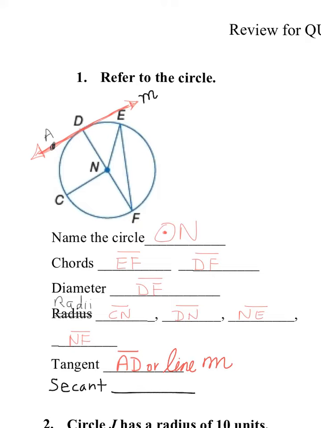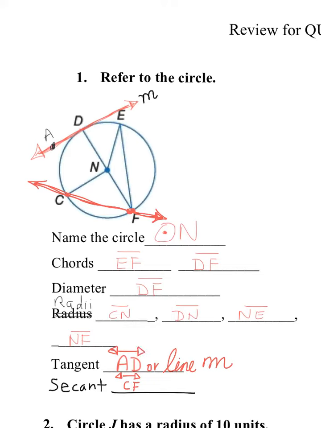So talking about secant, let me add a secant. What is a secant line? Well, I'm going to draw a line passing through two points on the circle. That line that passes through the circle and touches the circle at two points is a secant. So this is CF. Something I need to make sure I put is the arrows on both the tangent and the secant because they're lines.